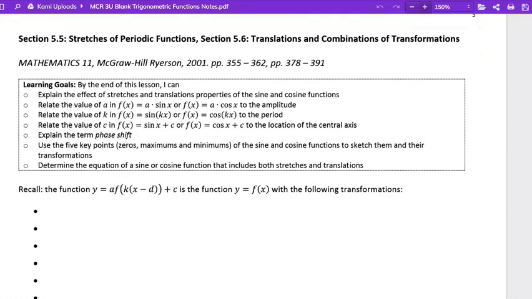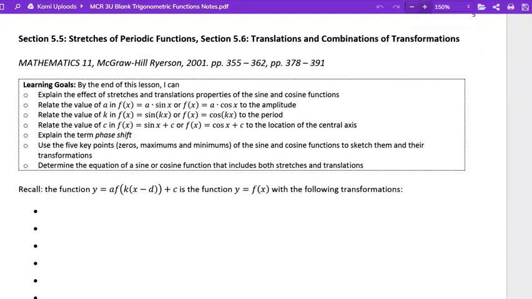Good. All right, folks, this is how we memorize things, right? Some people are like, oh, I have trouble memorizing. Well, this is what you do. Excellent. Good. Okay, so yesterday, we talked about the parent functions of sine and cosine.